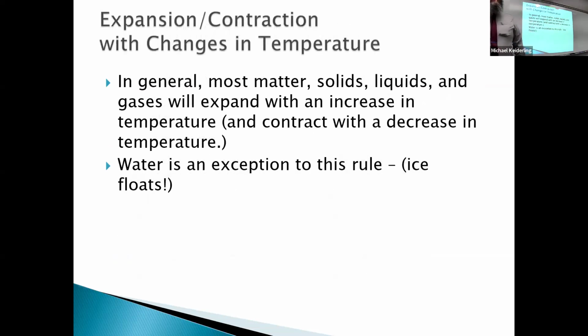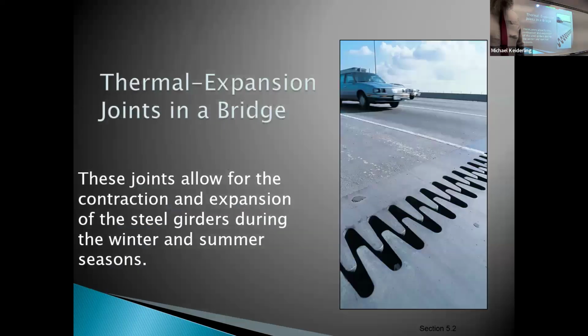In general, most matter, solids, liquids, and gases, will expand with an increase in temperature and contract with a decrease in temperature. Water is the big exception to this rule because ice floats. So here, for example, these are thermal expansion joints in a bridge. They allow for the contraction and expansion of the steel girders during the winter and summer seasons.